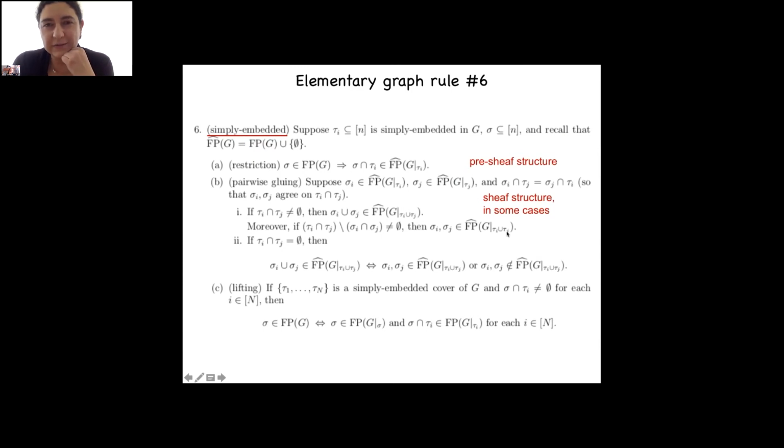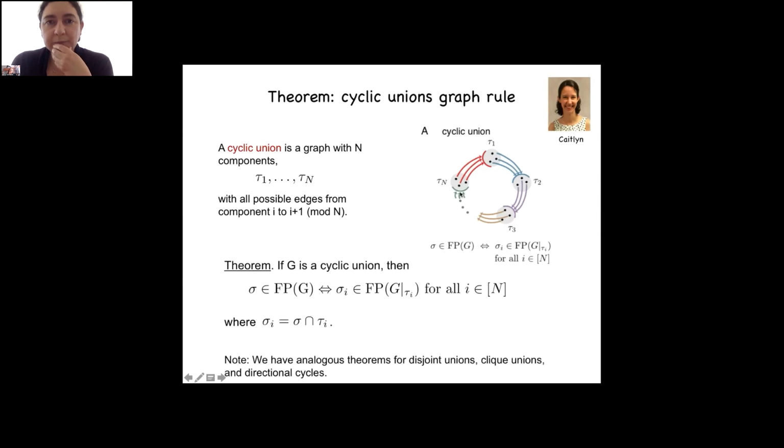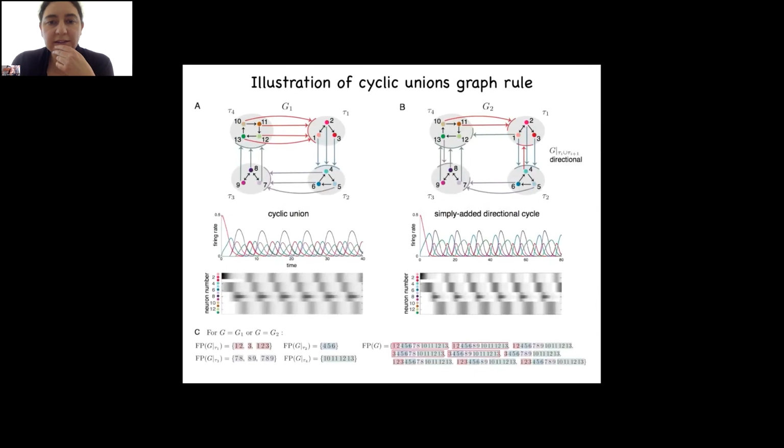So this is something we're very excited about because it gives us a really clean way of connecting the structure of the subnetworks to the structure of the larger network. This is another, I guess, more careful statement of that cyclic union gluing rule, and this is another illustration.